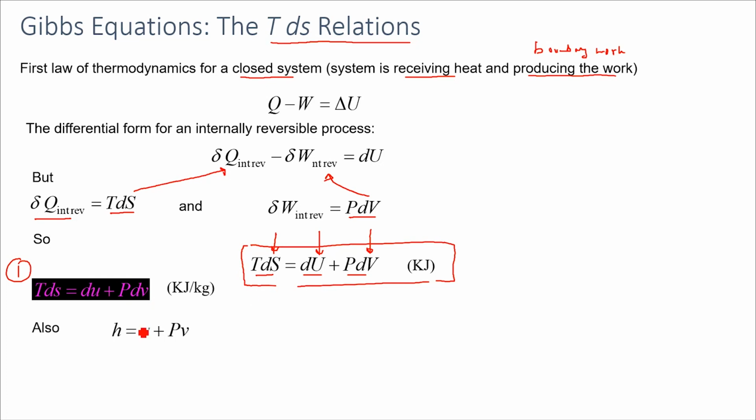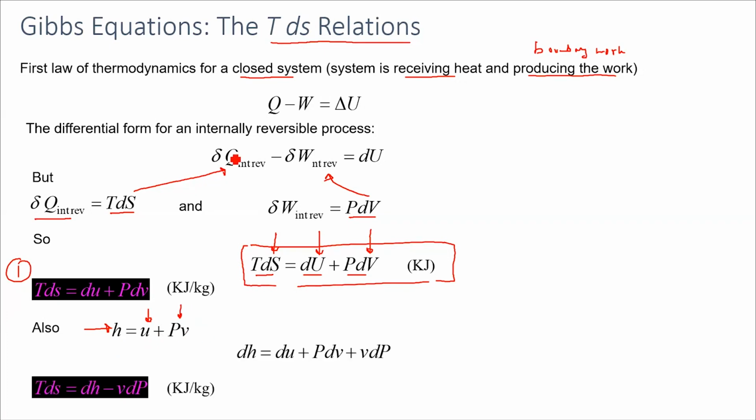The second relationship that we have is based on the first relationship. You know that enthalpy is a combination property of internal energy and flow work, which is PV. And if you want to express this in the differential form, you can say that dH, differential of enthalpy, is equal to differential of internal energy plus, in differential form, pressure as constant times differential of specific volume, PdV, and volume as constant multiplied by the pressure, VdP.